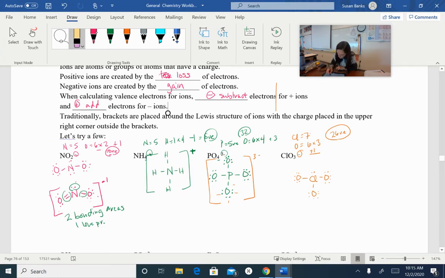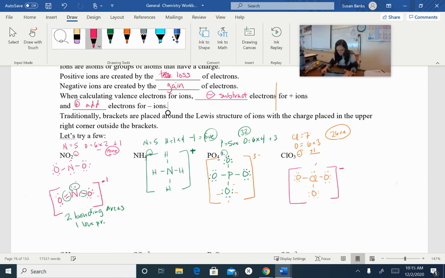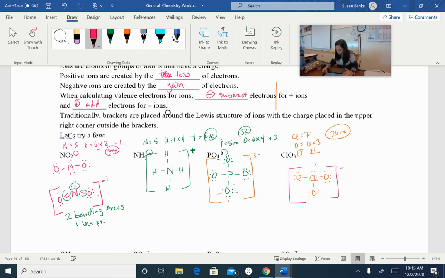Okay. Has 2, 4, 6, 8 electrons. 8 times 3 is 24, plus the 2 that I put here on top gives me the 26 valence electrons. So the last thing I need to do is close it off with brackets and put the charge on the upper right-hand side. Okay, so hopefully you're feeling a little more comfortable with this.